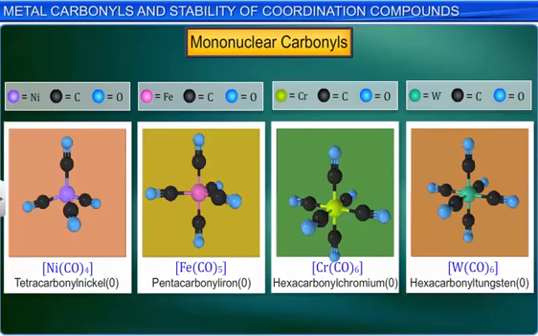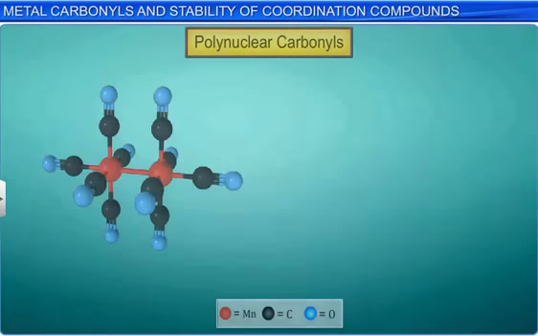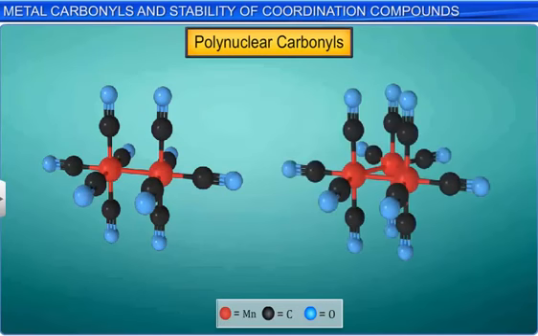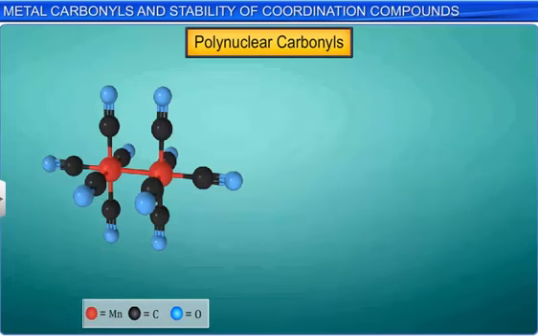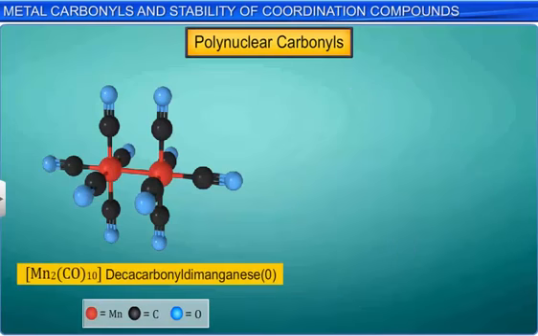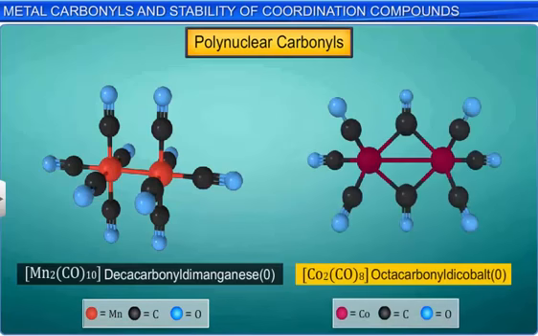On the other hand, polynuclear carbonyls contain two or more than two metal atoms per molecule. For example, decacarbonyl dimanganese(0), octacarbonyl dicobalt(0), octacarbonyl dirhodium(0) and decacarbonyl dirhenium(0).